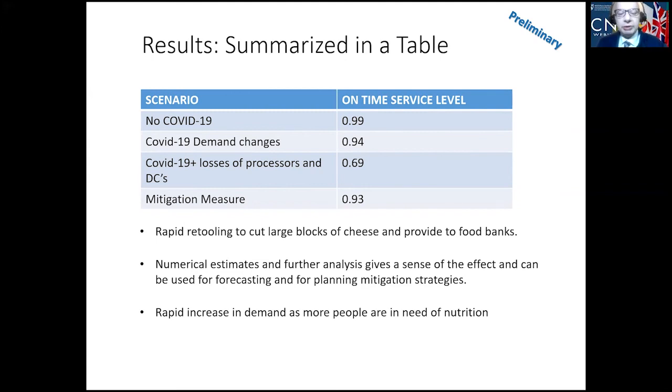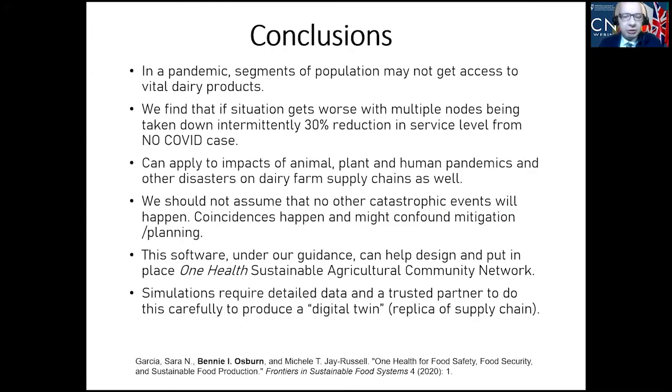We can also model mitigation efforts, rapid retooling to cut large blocks of cheese and provide the food banks. And preliminary estimates show that there's some improvement, but this needs to be tuned again with better realistic data. So you really have to have a strong industrial partner to be able to produce a digital twin. So numerical estimates and further analysis gives a sense of the effect, and it can be used for forecasting and planning mitigation strategies. Okay, so let me just have the conclusions.